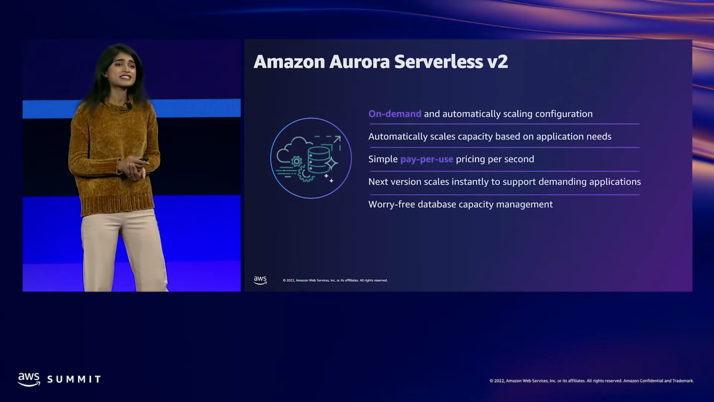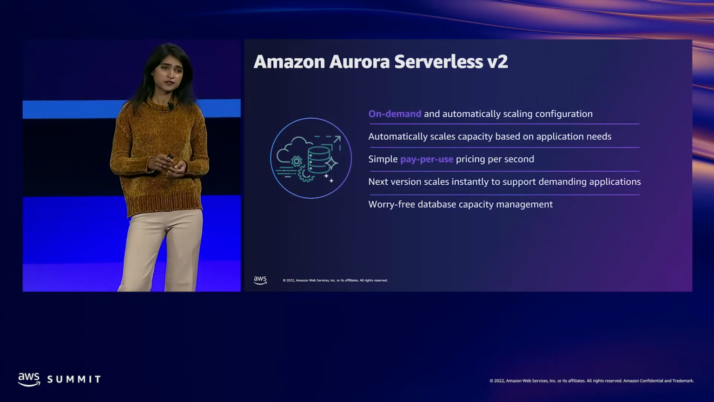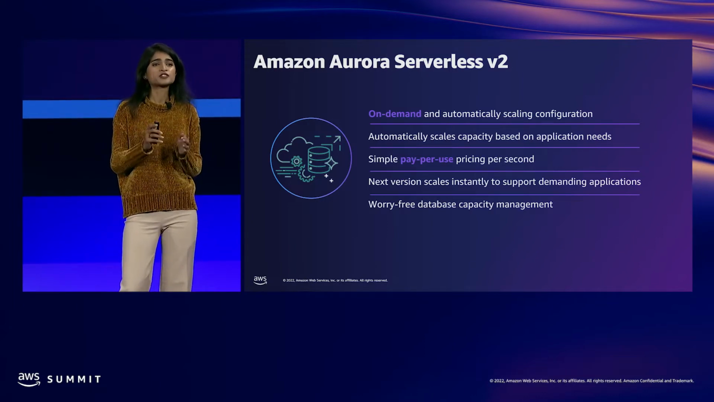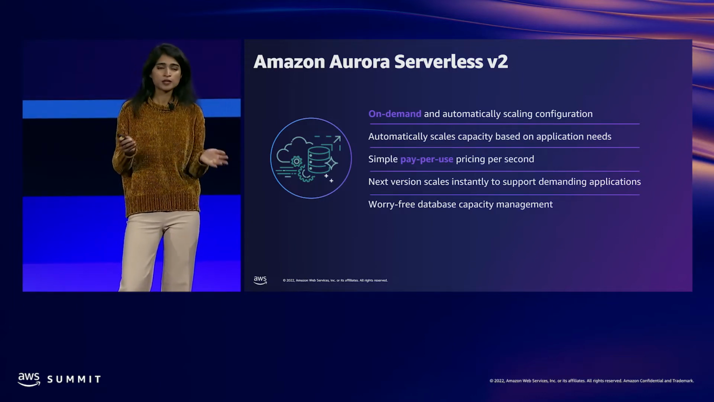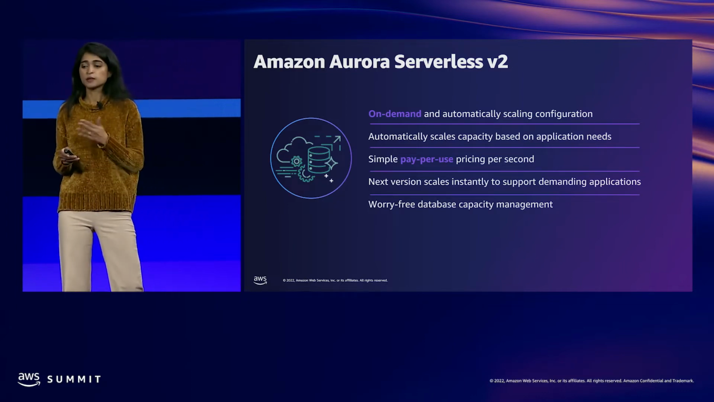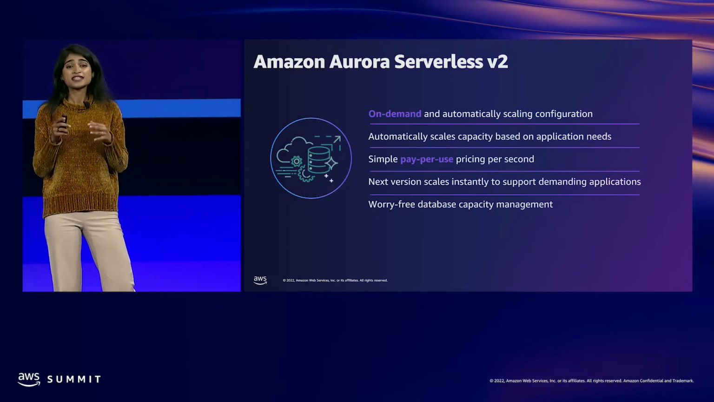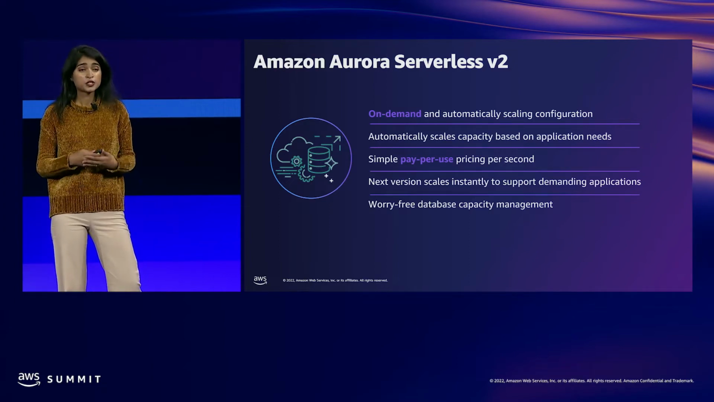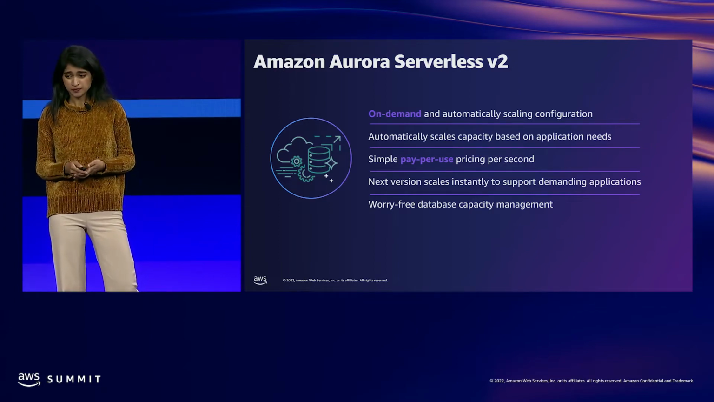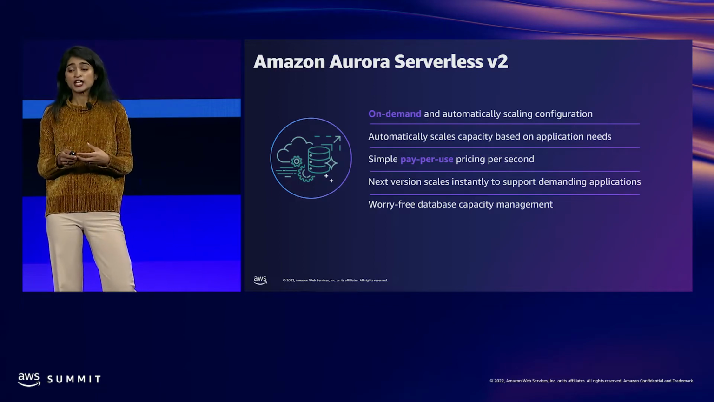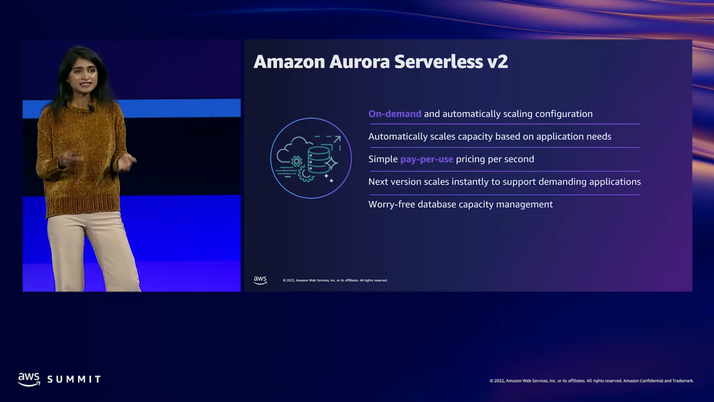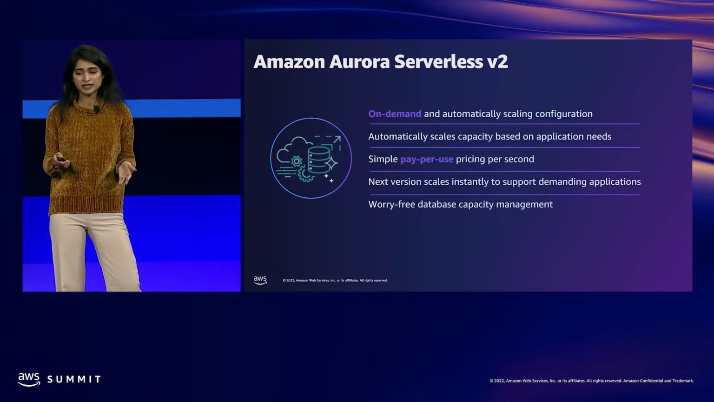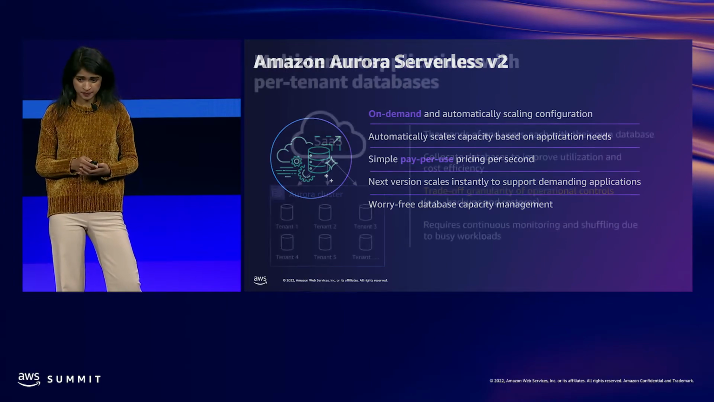Aurora Serverless is an on-demand and auto-scaling configuration for Amazon Aurora. It scales automatically based on your workload. You only pay for what you're using, and you only pay per second. So what was announced today is the next version of Amazon Aurora Serverless, which we call Aurora Serverless V2. With this version, you can scale your database instantly to support your most demanding workload, and you don't have to worry about database capacity management.